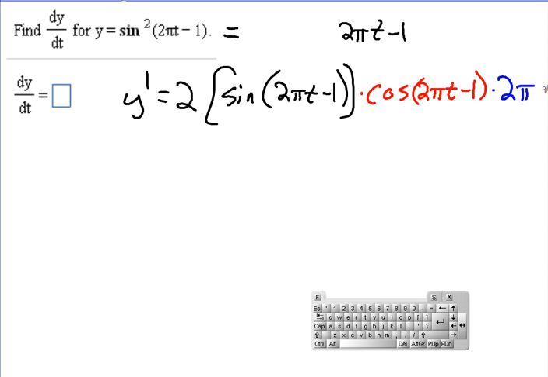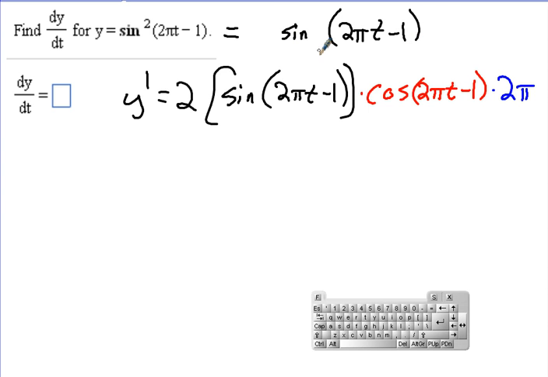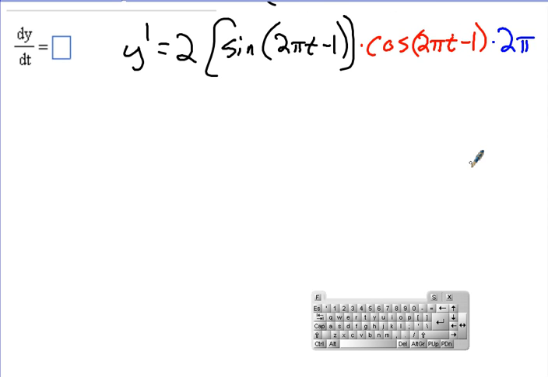Okay. There it is. And just so we don't get confused, let me build this back. That should be sine squared, right? All right, so then we could clean this up a little bit. There's not much to do. What could we do here? Yeah, I could take the 2 pi as a constant out front with the 2. So I get 4 pi times, and then I've just got sine of this times cosine of that.